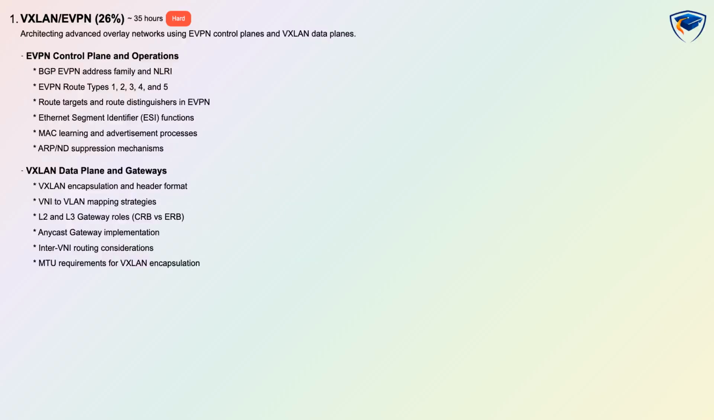VXLAN/EVPN accounts for 26% of the exam and is rated hard with about 35 hours of study recommended and hands-on plus conceptual assessment types. You will learn the EVPN control plane including the BGP EVPN address family, EVPN route types 1 through 5, and how route targets and route distinguishers are used to segregate and advertise tenant information. Study Ethernet segment identifier functions, MAC learning and advertisement processes, and ARP and ND suppression techniques that reduce broadcast traffic.